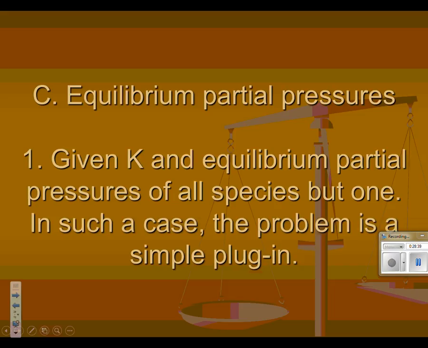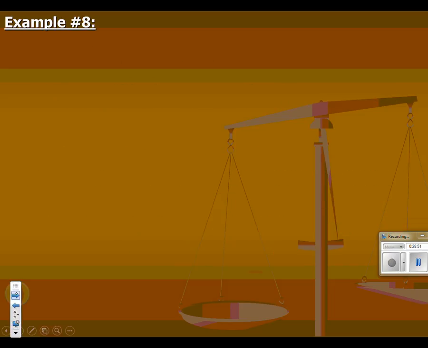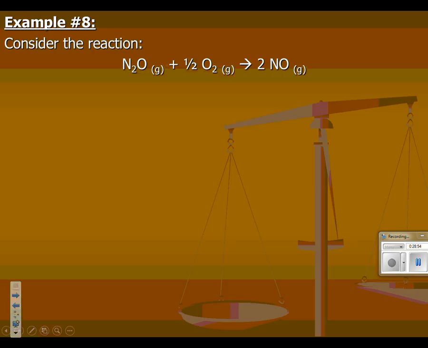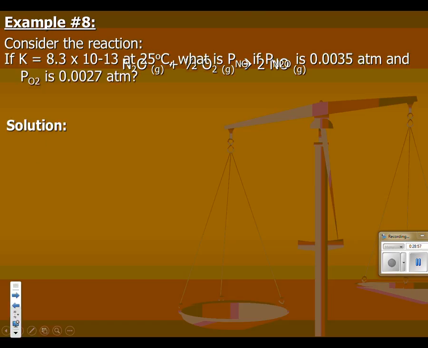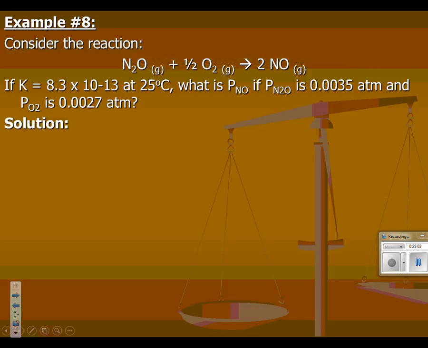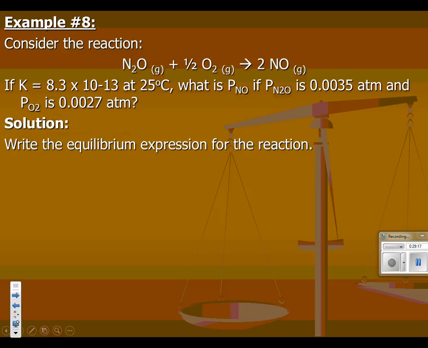Okay, so equilibrium partial pressures. Given K and the equilibrium partial pressures of all species but one, in this case, a problem is a simple plug-in. So looking at what we've got, say I had this reaction, and they gave me K equals... Okay, there we go. Finally went in the right place. 25C. What is the P-no if P-no is 0.0? So basically you would just write your K, plug in, right? So find your equation, expression, here it is.